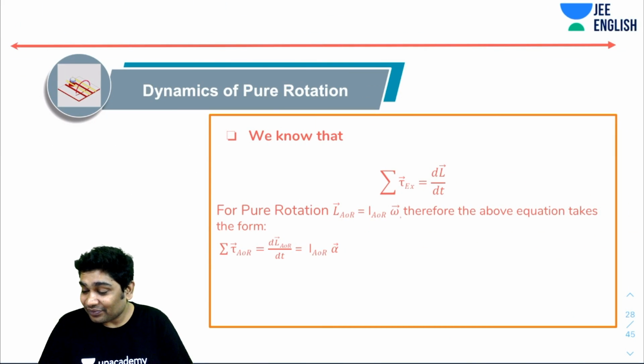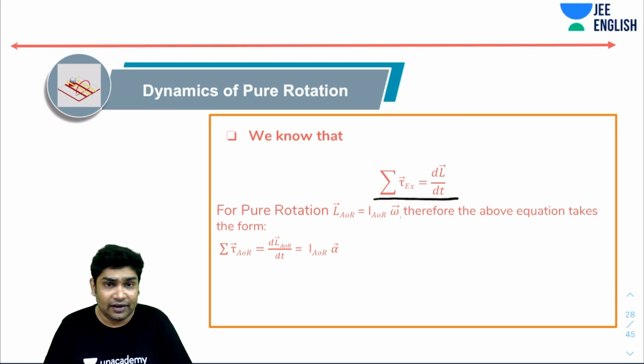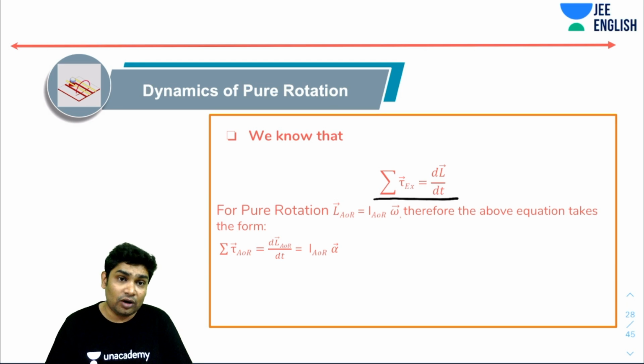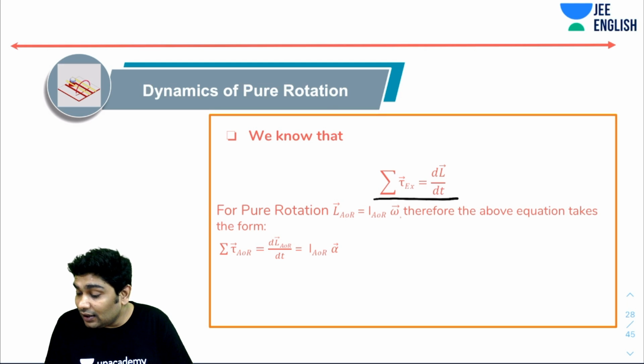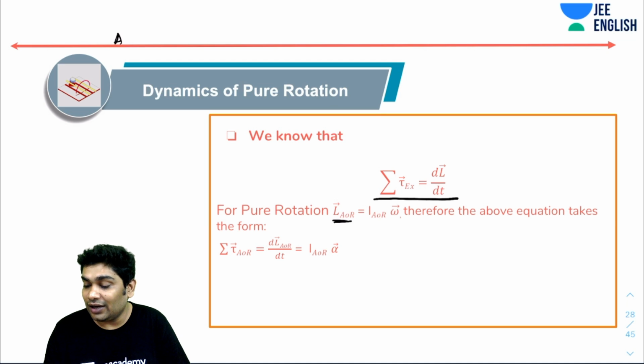All right. Now, I already told you that in pure rotation, I already told you this result, that summation tau external is equal to dL over dt. This is valid for all kinds of cases, for rigid, non-rigid bodies, for pure rotation, for general motion, for translation, anything. For translation, everything would be equal to zero. Now, for pure rotation, I know that L about AOR, axis of rotation. In case you're getting confused, AOR is just the short form that I use for axis of rotation.